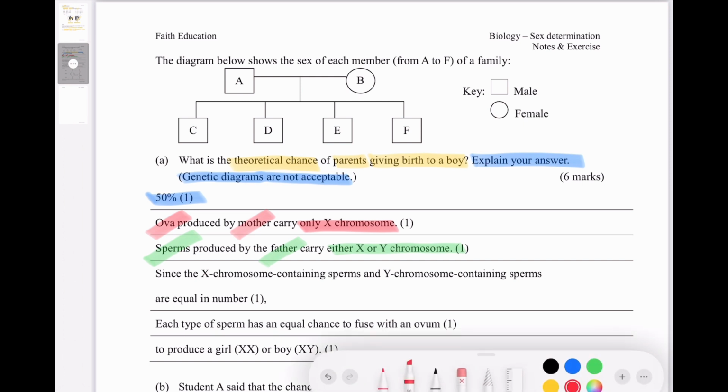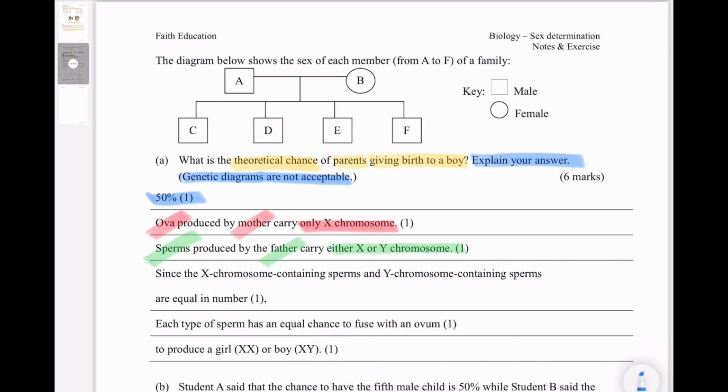And the key idea is, how can we know that there is a 50% chance to give birth to a boy and a 50% chance to give birth to a girl? Because the X chromosome containing sperm and the Y chromosome containing sperm are equal in number. Therefore, each type of sperm has an equal chance to fuse with an ovum to produce a girl or a boy. So the key idea is these 2 sentences to show why the chance is 50%.